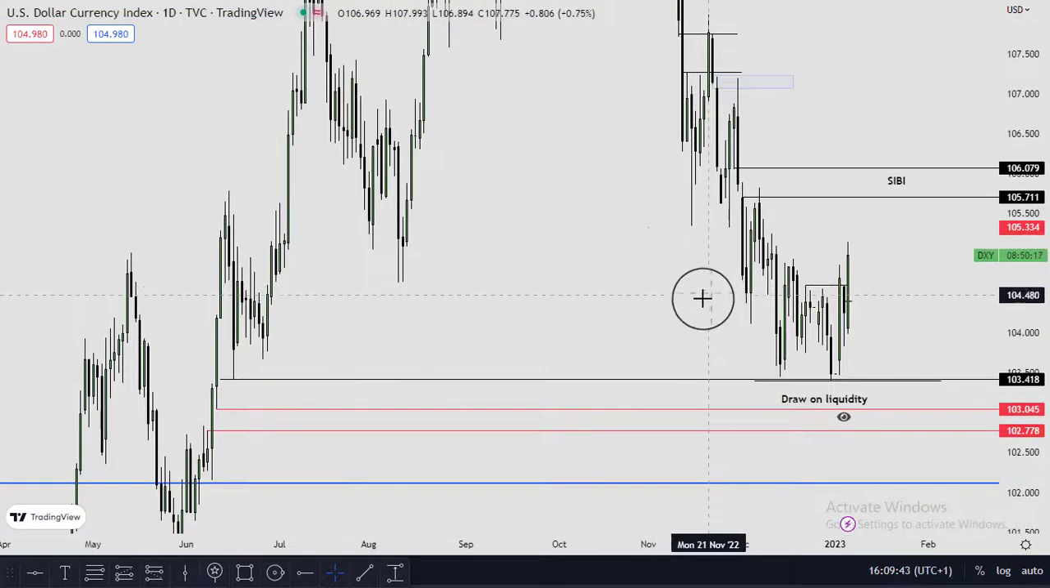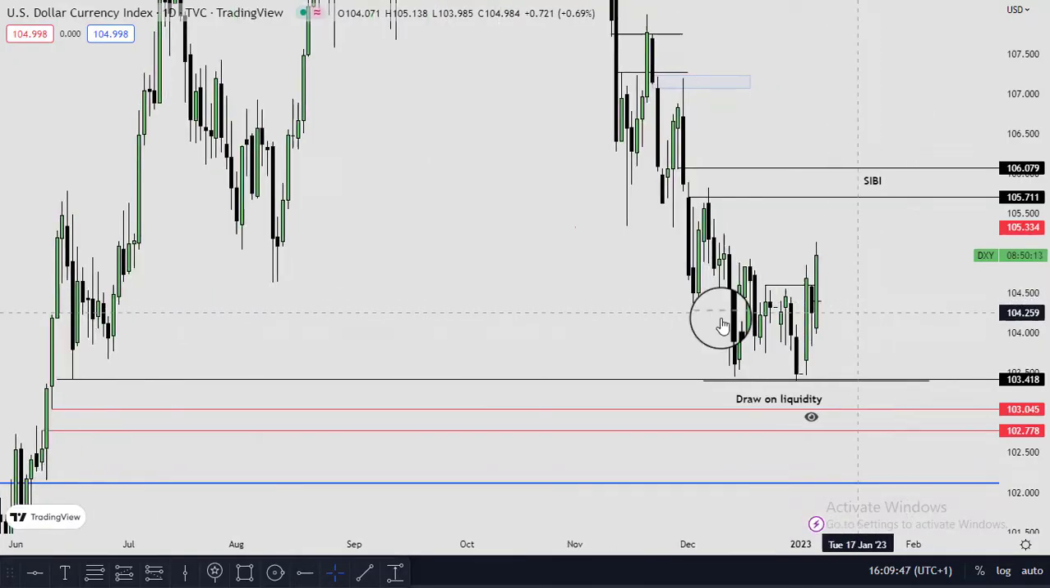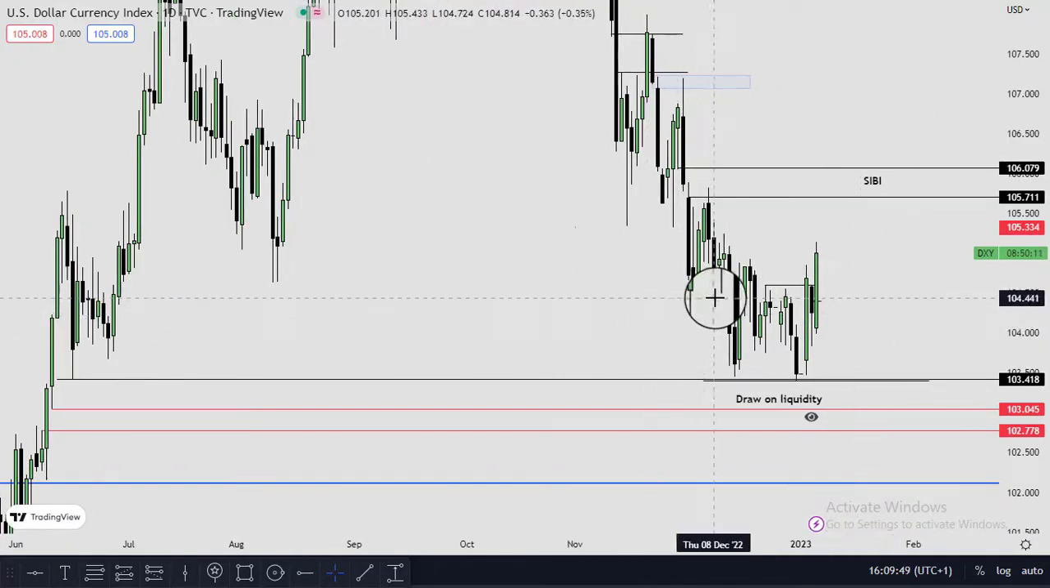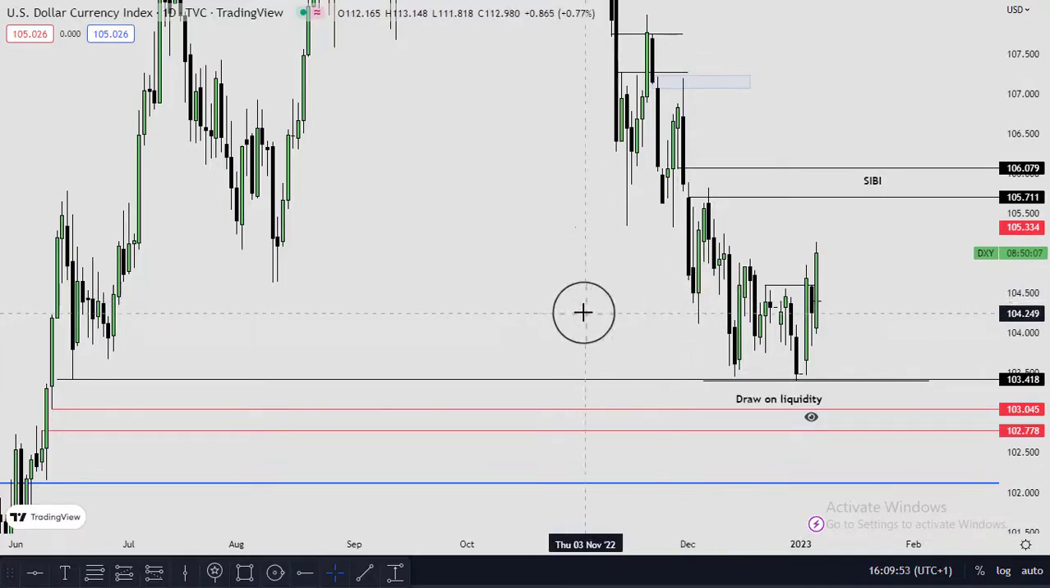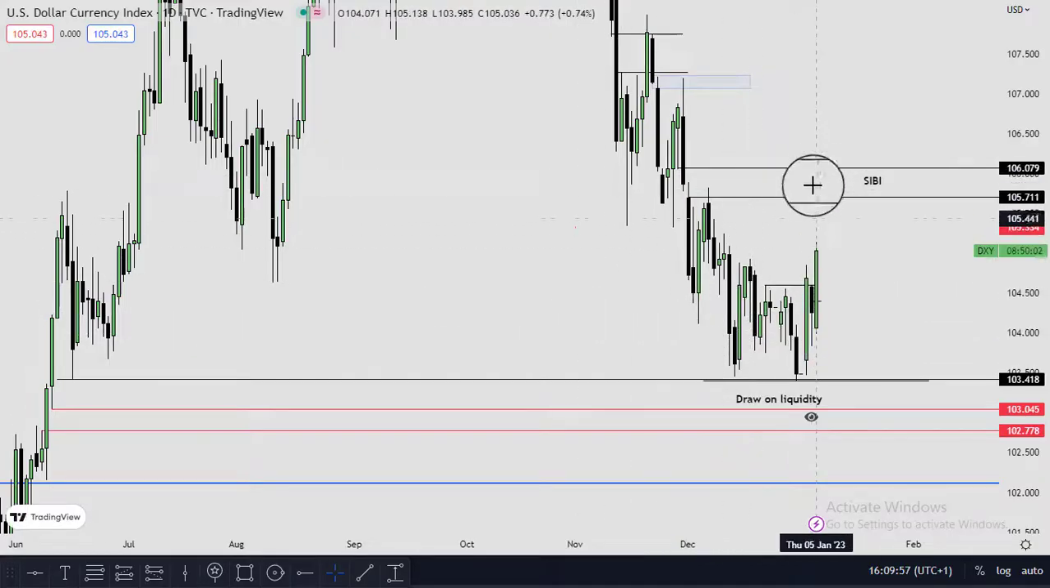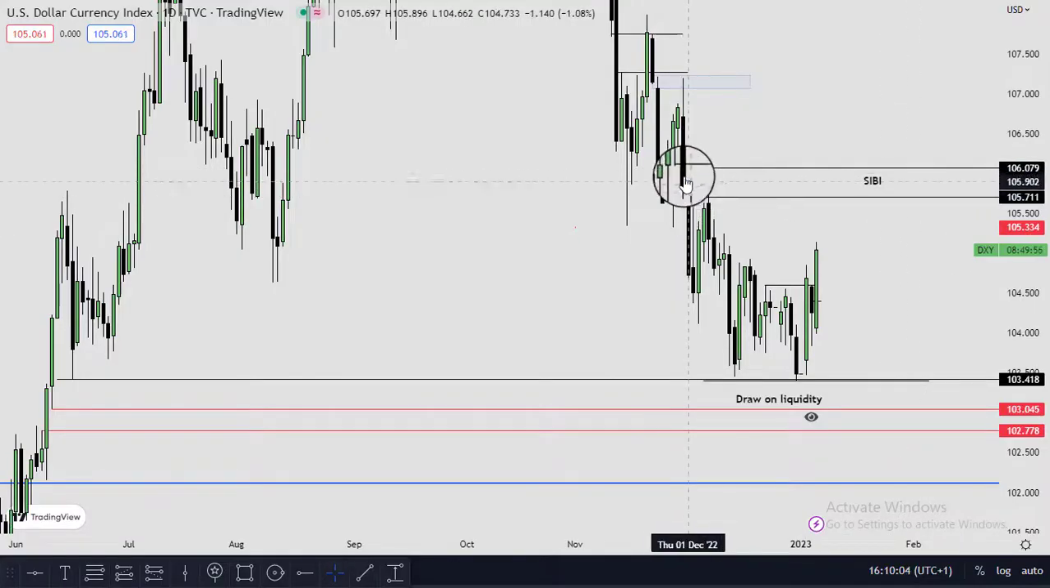So this is the dollar index daily chart, and what I saw is that I was anticipating price to trade up into this sell side imbalance and the buy side inefficiency, as you can see outlined here. The last low and the last high here are a volume imbalance.